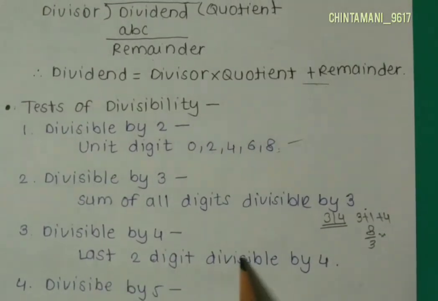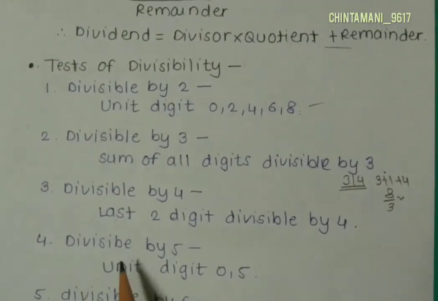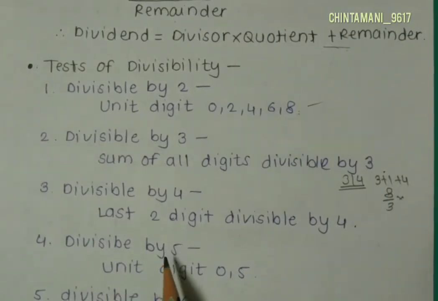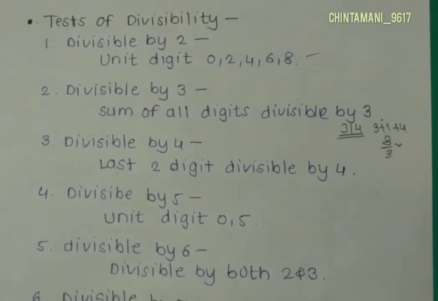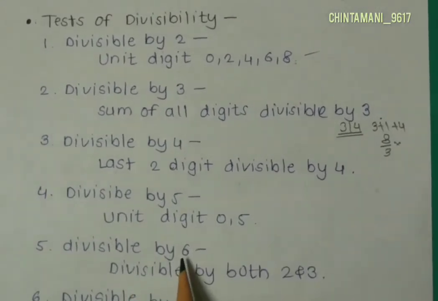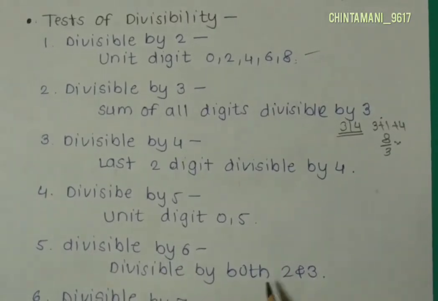The last two digits must be divisible by 4. Simply look at the last two digits of the given number and divide them by 4. If they are divisible by 4, the entire number is divisible by 4. For divisibility by 5, if the unit digit is 0 or 5, then it will divide by 5. Again, for divisibility by 6, the number must be divisible by both 2 and 3.